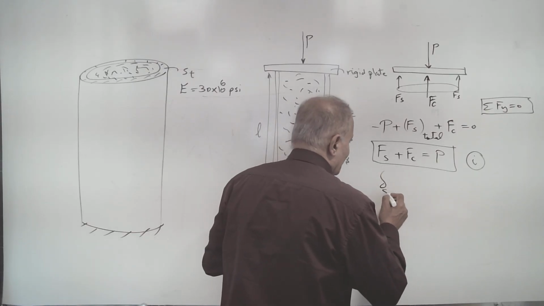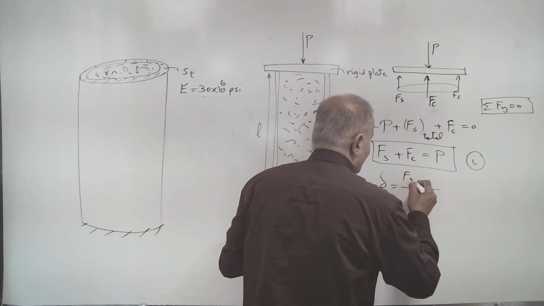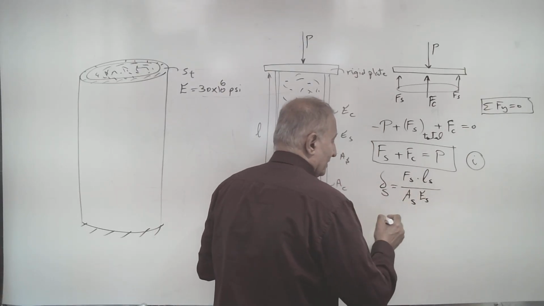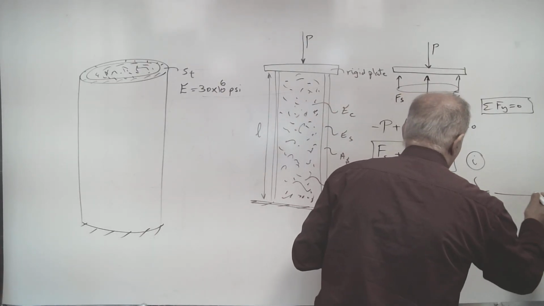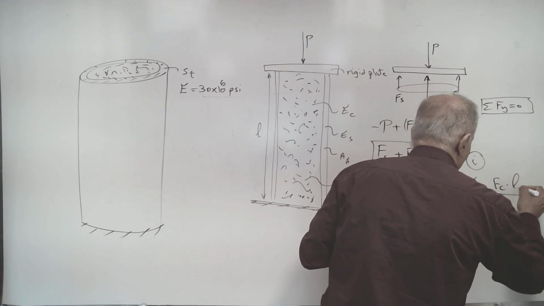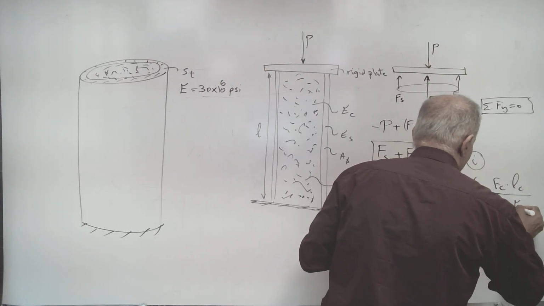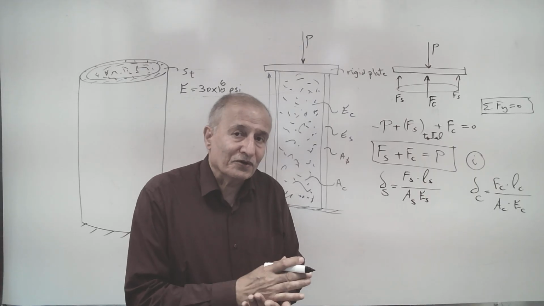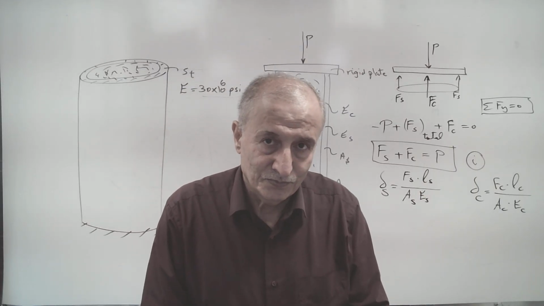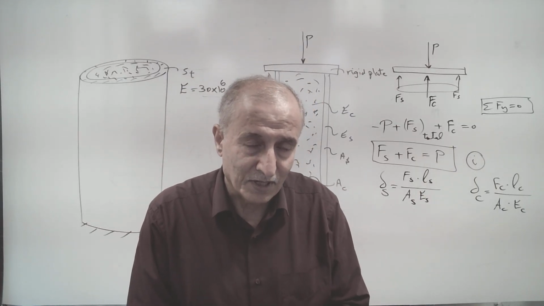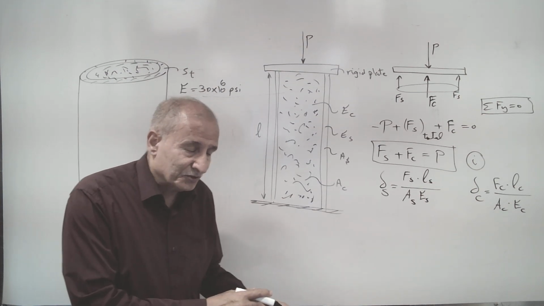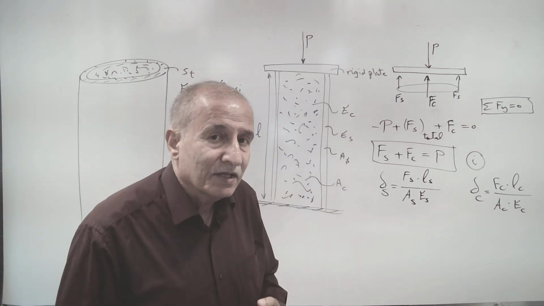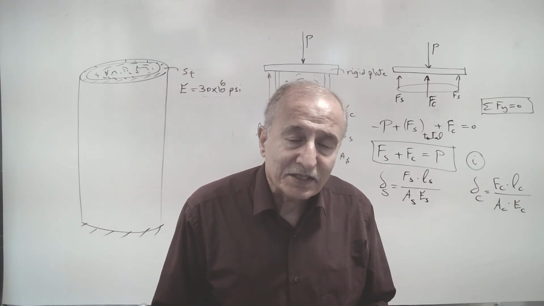How much? Delta steel is equal to F steel L steel over A steel E steel, and delta concrete is equal to F concrete L concrete over A concrete E concrete. That's the force deformation relationship. What else? This is the second step. Third step is to find a geometric compatibility.